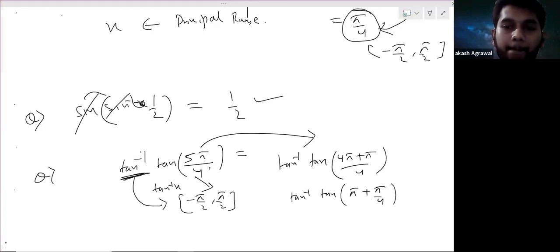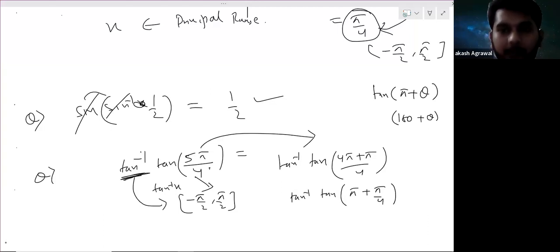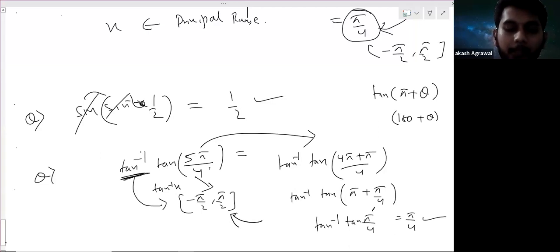And tan π plus theta is tan theta or negative tan theta? Positive tan theta. So this is tan इनवर्स tan π/4. अब आप देख सकते हैं π/4 lies between this, so the answer will be π/4. Okay? No doubts in this?